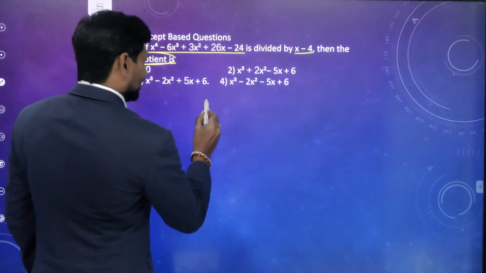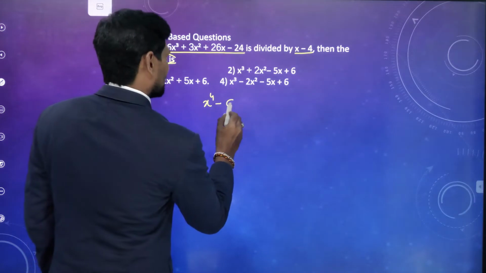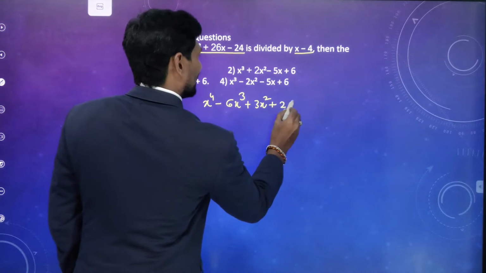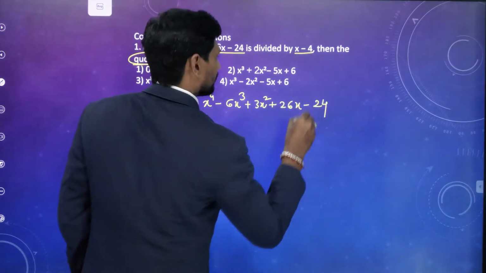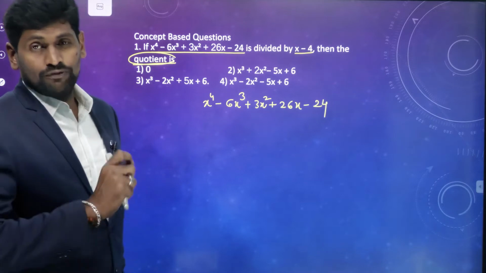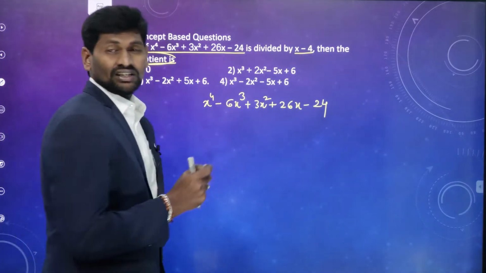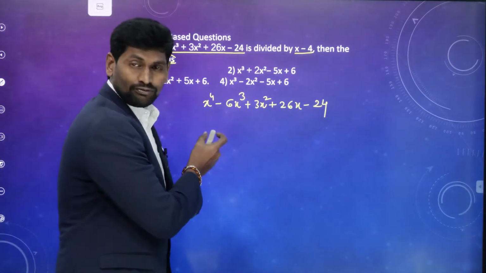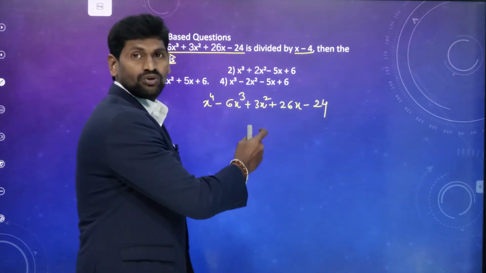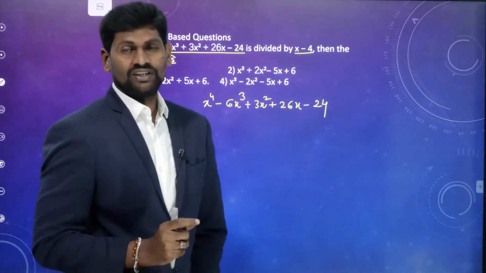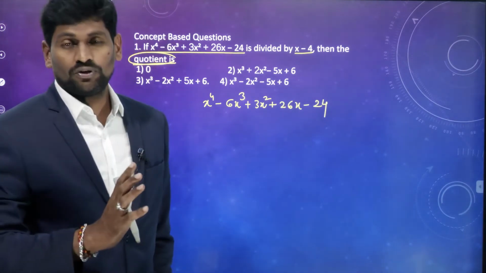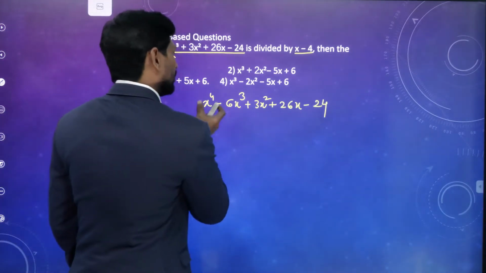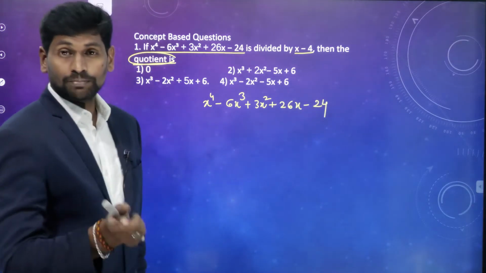So what is the polynomial here? x power 4 minus 6x cube plus 3x square plus 26x minus 24. Before doing the synthetic division, let us check whether all the terms are available: x power 4, x cube, x square, x, and the constant term. If the degree of a polynomial is 4, then the number of terms will be 5. Are there 5 terms here? Yes, 1, 2, 3, 4, 5. All 5 terms are present.